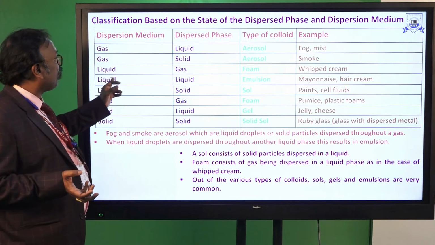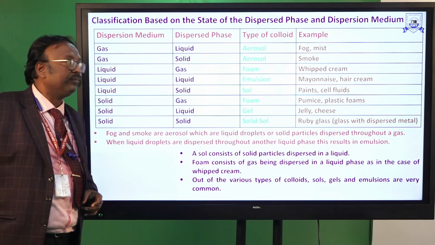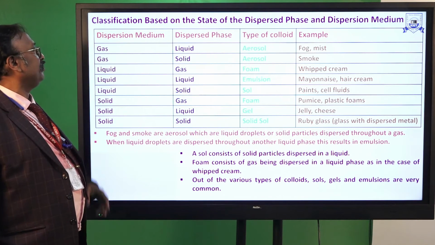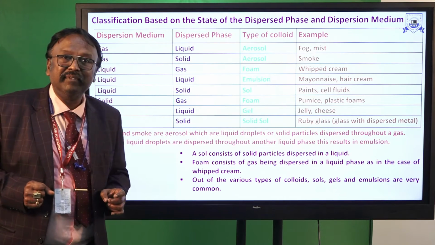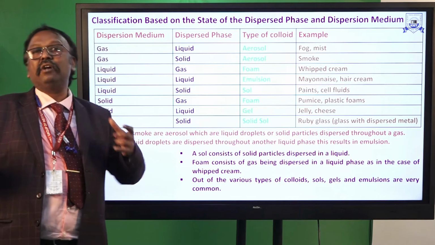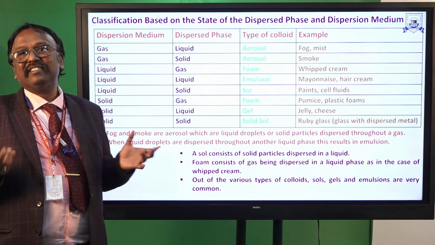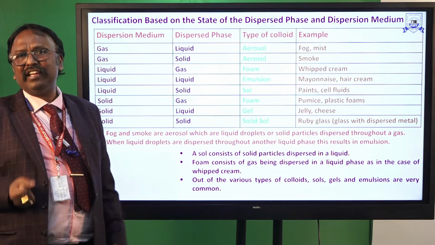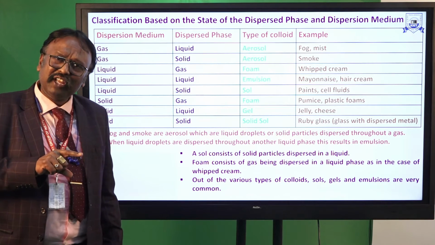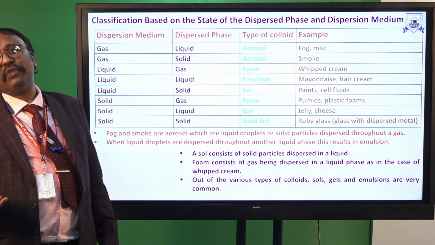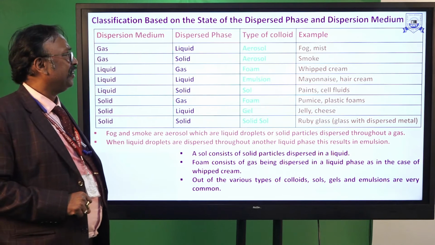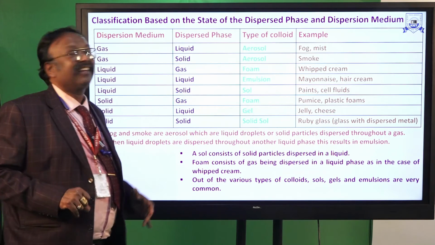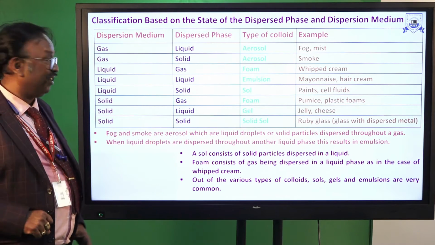And next one is liquid. Dispersion medium is liquid and dispersed phase is also liquid. Both are liquid, and the example is emulsion. In case of emulsion, oil and water are both liquid. Dispersed phase is liquid and dispersion medium is also liquid. Examples are mayonnaise and hair cream.